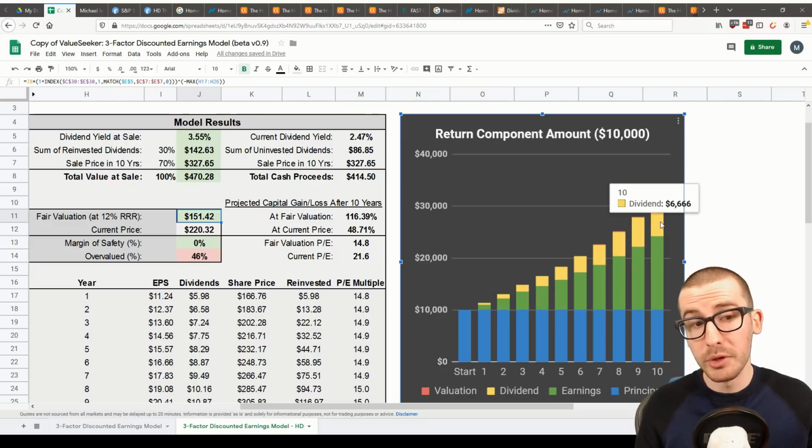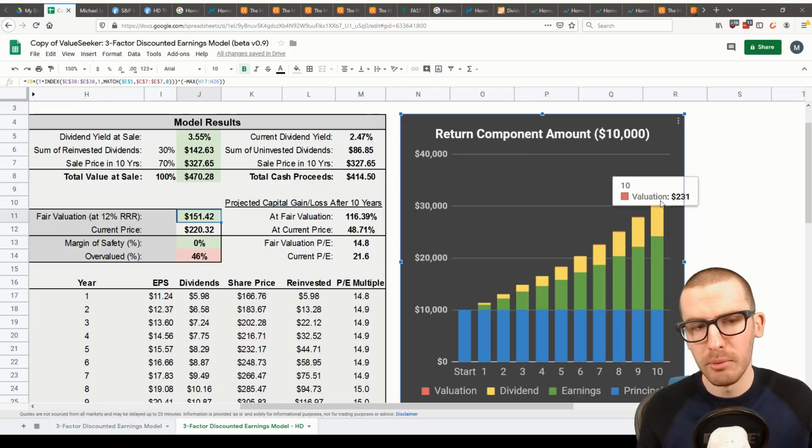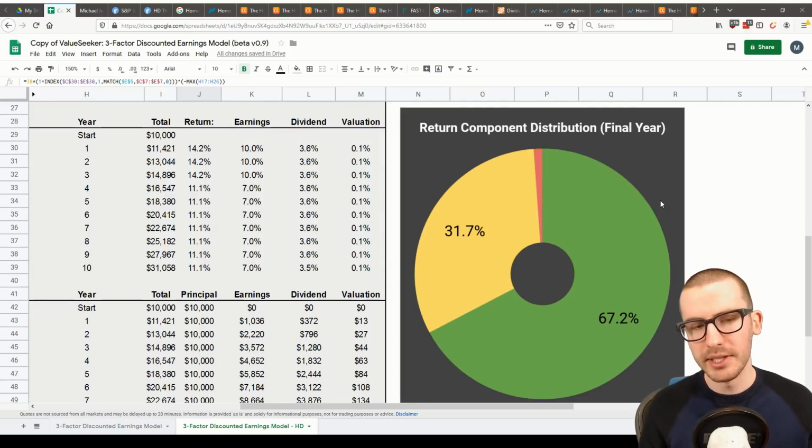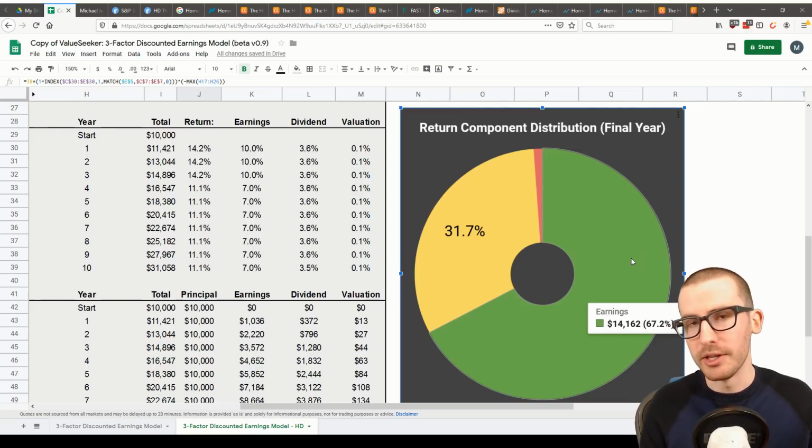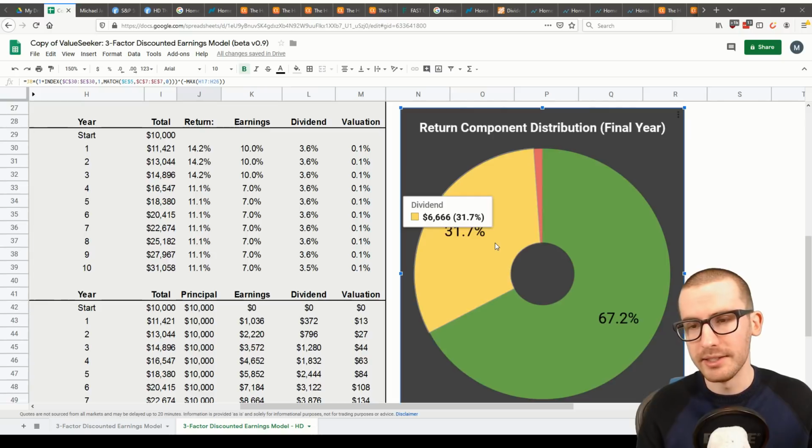A smaller portion would come from those dividends that are paid over time and then reinvesting those dividends back into the stock, and a very marginal portion would come from a slight increase in valuation. You can look at this on a percentage basis with this graph here, which shows what percent of your return is coming from each factor component at the end of year 10. So you can think about this as about 67% of your investment thesis in the stock, at least based on the model, is coming from earnings growth. Another 32% is coming from the dividend, and about 1% from valuation.